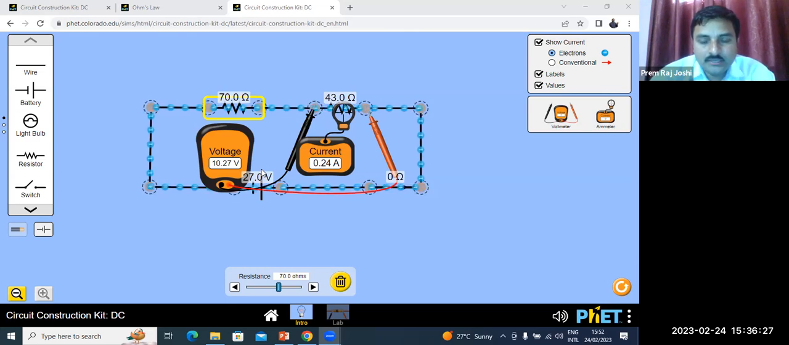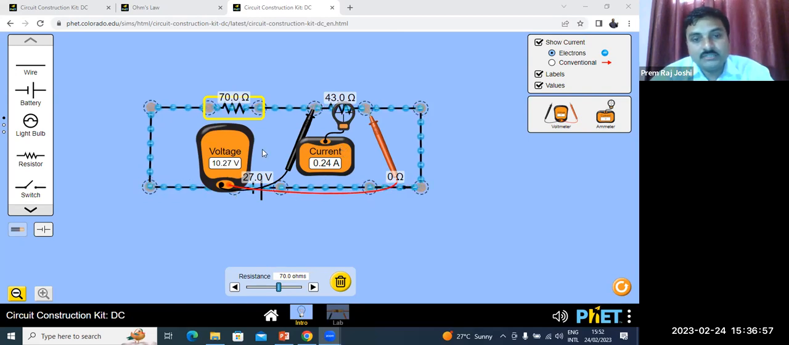Basically, in the lab-based activity, it is sometimes risky to connect the resistors, or to play with the voltage or the batteries. It's sometimes very tedious or risky. But here they can put the resistors of any value. It is very interactive. We can change the values of the current, resistors, and potential differences as per our interest.